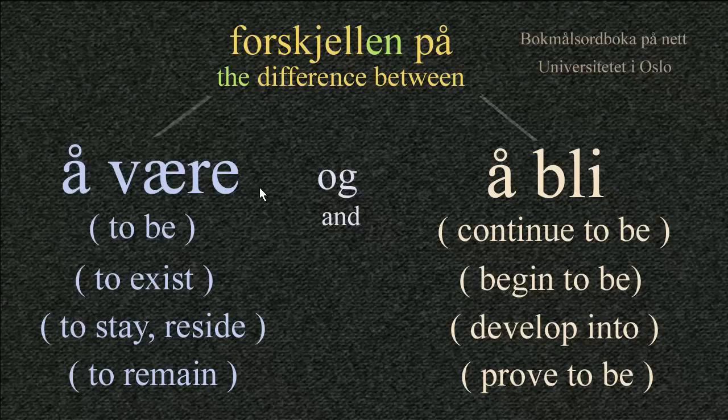Let's just do this first here. Være means to be, like Shakespeare said, to be or not to be, or to exist or to remain. You know, it can mean to stay or reside, but mainly it just means to be and to exist. Bli means change. It means changing the existence. That's what it's all about. And if you look at the two right here, to remain and to continue to be, those are the same, right? Well, not exactly.